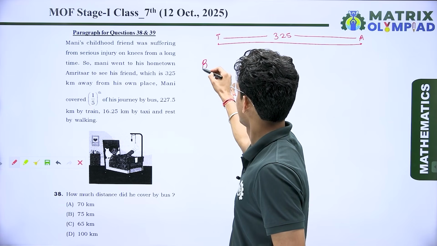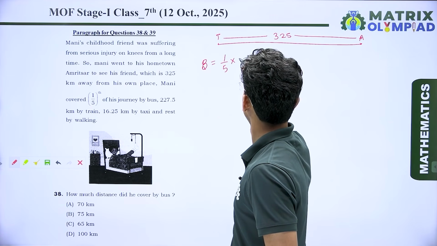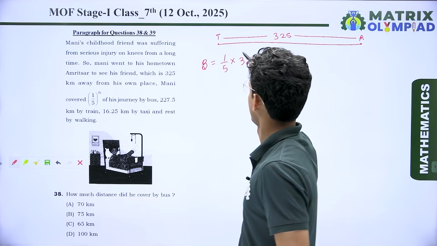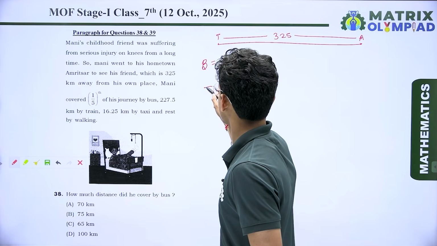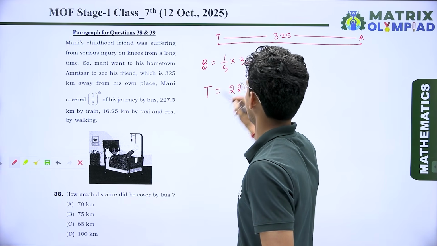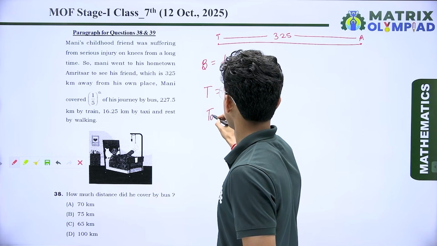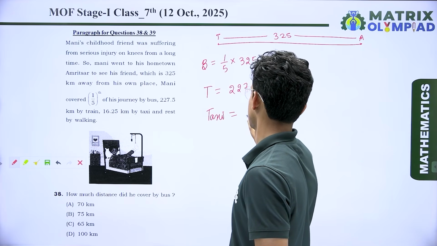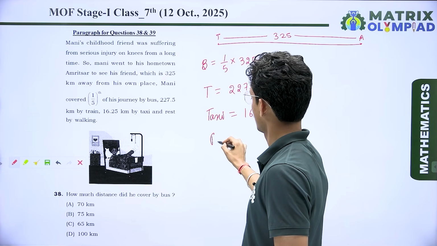Mani covered 1/5 of his journey by bus. It means Mani covered by bus 1/5 of the total, that is 325, 2 to 7.5 by train. It means covered by train 2 to 7.5. Okay, and 16.25 by taxi. So I can write here taxi, that is 16.25, and the rest by walk.